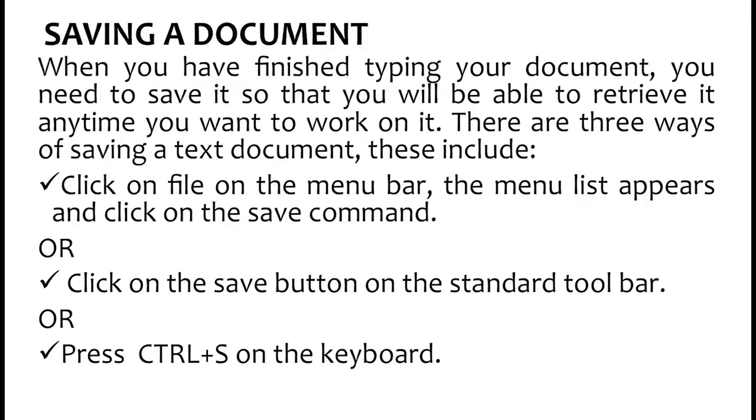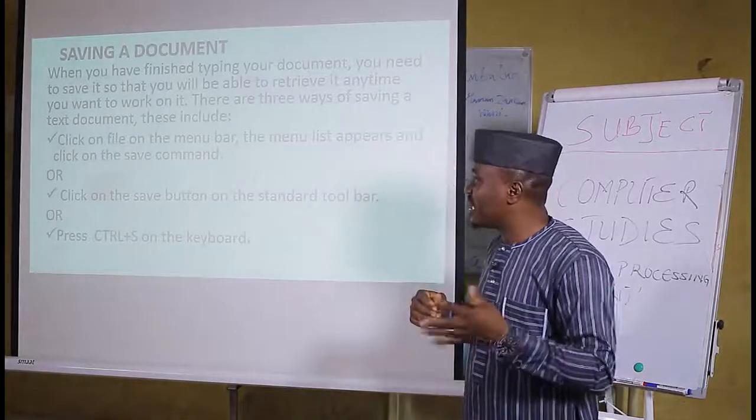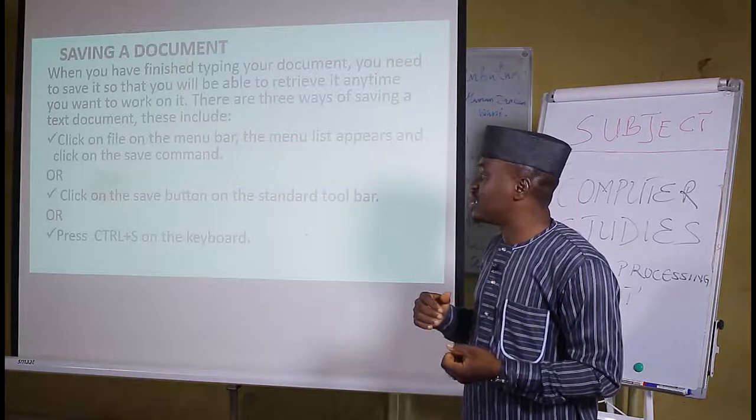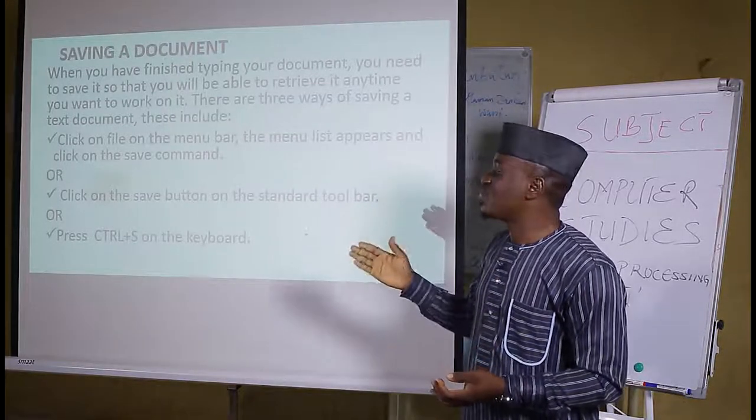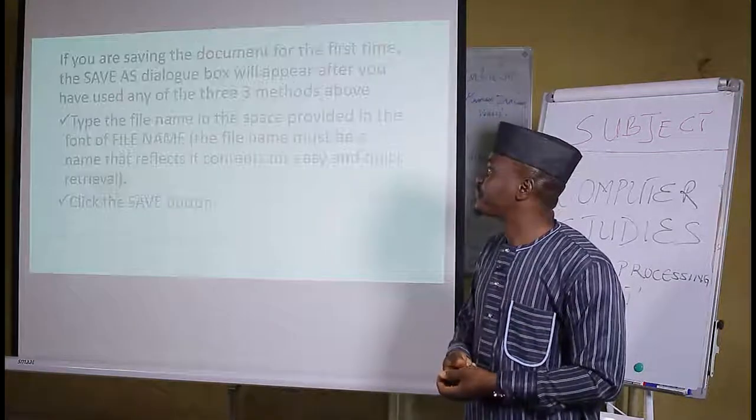Or you press Ctrl S on the keyboard to save. These are the modalities you use. The first one is either you click on the menu bar to give you that, or you click on the Save button, which is somewhere up there at the top left of your word processor. Then also you can use the shortcut Ctrl S to give you what you're looking for.